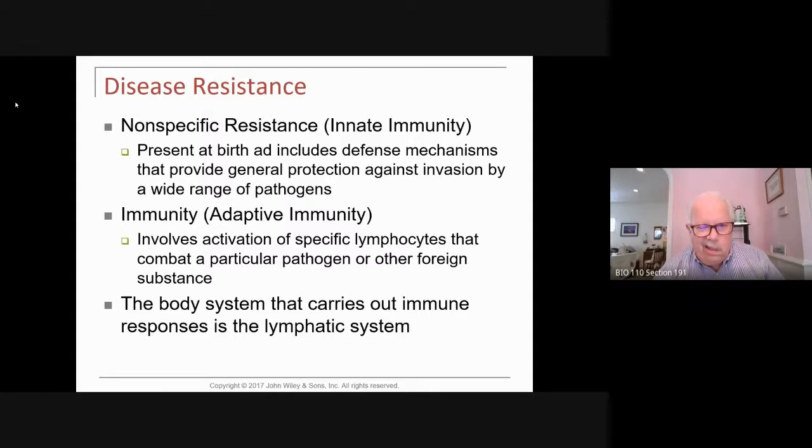Adaptive immunity is immunity that is very, very specific. It involves the activation of specific lymphocytes that combat a specific pathogen or foreign substance. So innate immunity you were born with. Adaptive immunity means you have specific lymphocytes that adapt to a particular pathogen. The body system that carries out the immune response is your lymphatic system.